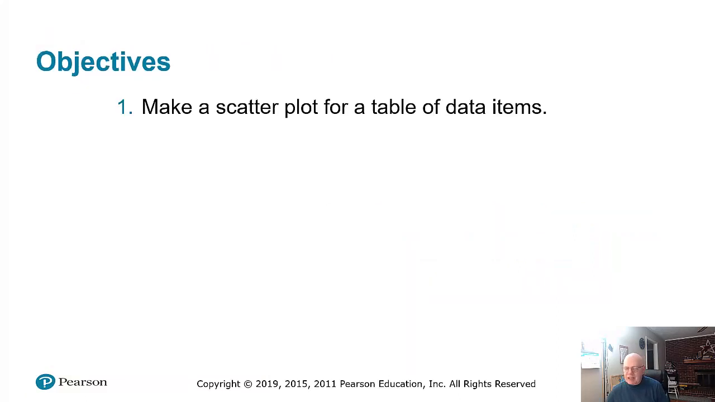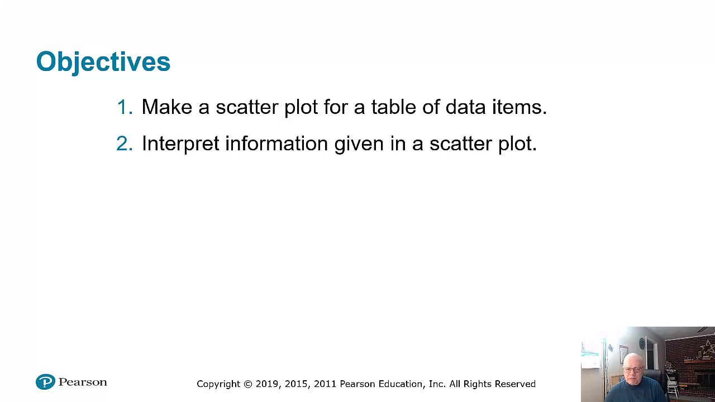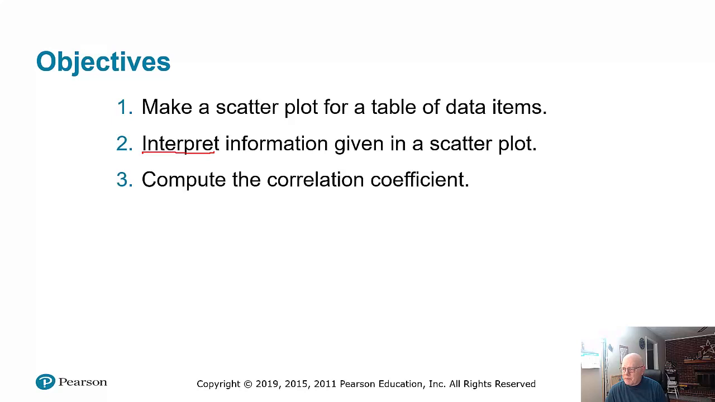So we're going to do a number of things. First of all, we're going to make a scatter plot for a table of data items. And if you haven't done that before, most of you probably haven't. I don't do it that much either, but it's easy, but it does have several steps. Just follow them. Next, you want to also be able to interpret what you see there. That's where it really gets interesting and useful.